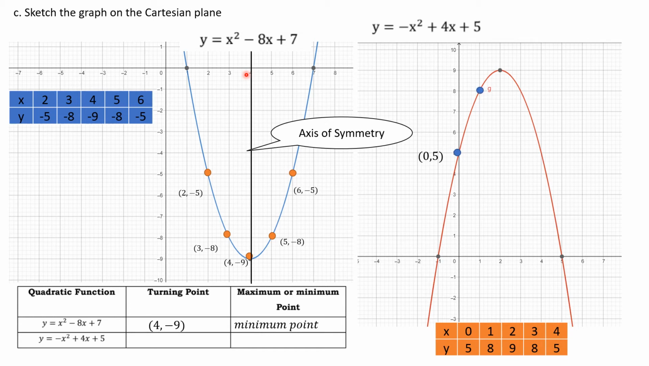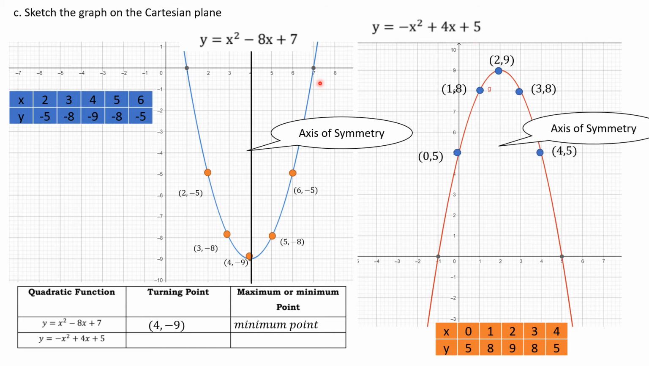The next, same lang din po, 1, 8, positive. And then, next is 2, 9, 3, 8, ordered pair, and 4, 5. So, this one now is the graph of our quadratic equation, negative x squared plus 4x plus 5. And then, let's identify the axis of symmetry, andun po sa gitna. So, ang axis of symmetry po natin, yung h value.